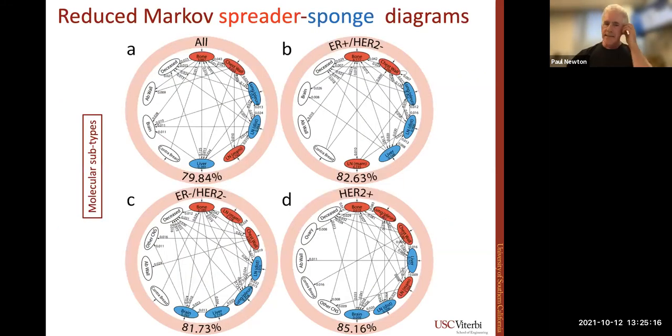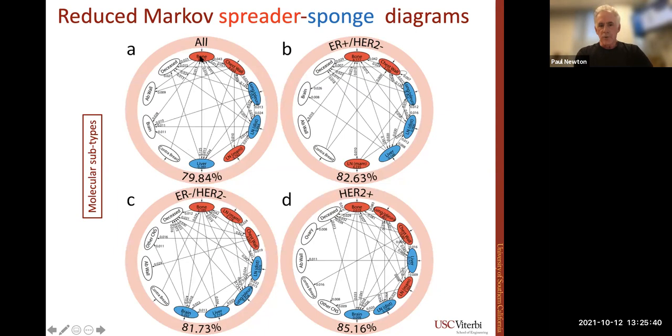Okay, well, as I said, those diagrams are a little busy. So what we do is we reduce the diagrams by only taking about a third, let's say 35% or so, of the information that those graphs contain. And that, as I said, contains most of the information. So here is the reduced Markov diagram for all the breast cancer patients taken together.